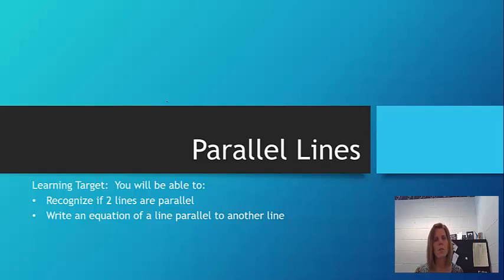Alrighty, and continuing our discussion of writing equations of lines, we're now going to be looking at parallel lines. So at the end of this lesson, you will be able to recognize if two lines are parallel and also to write an equation of a line that is parallel to another line.